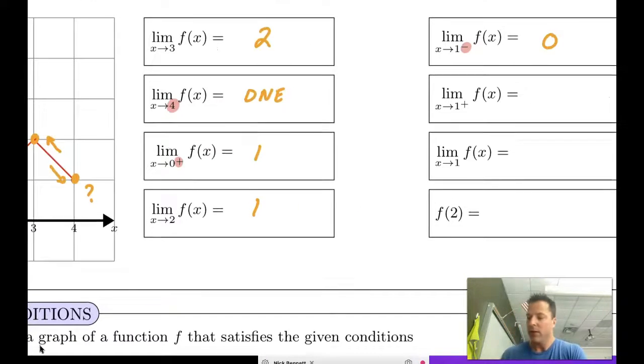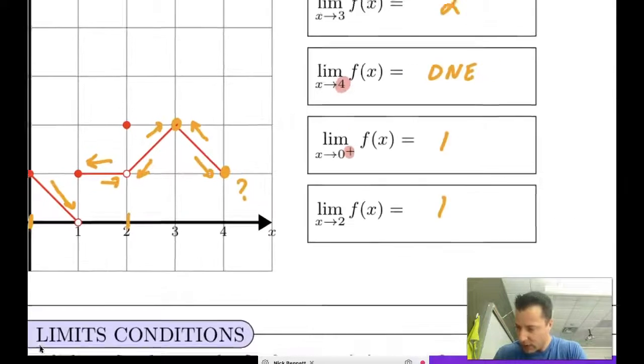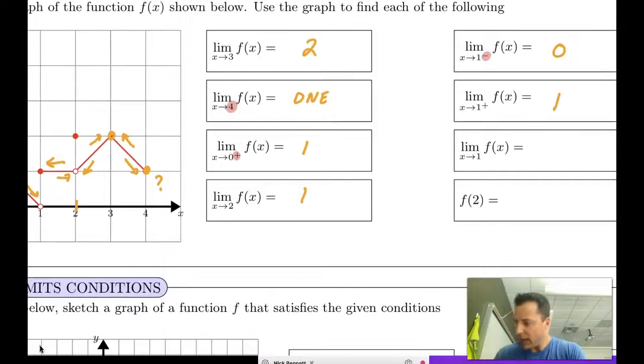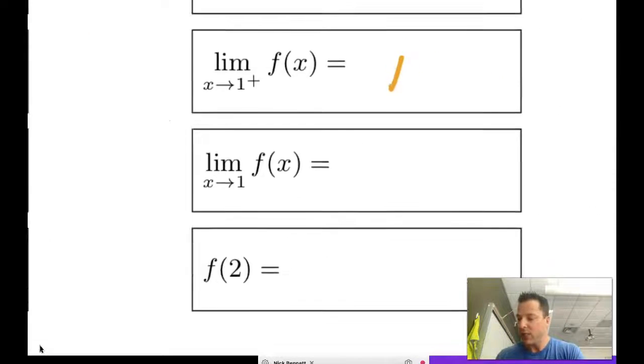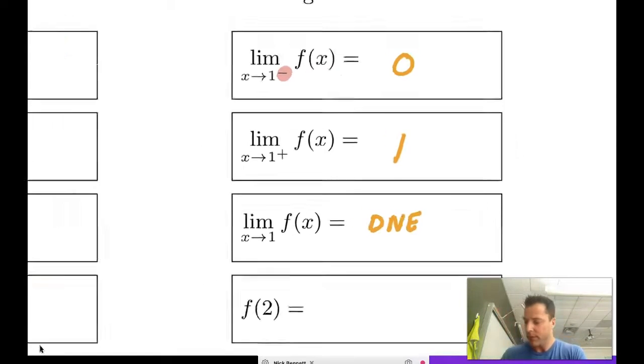1 from the right. Here's 1 from the right coming this way. Looks like we're approaching 1. And now you notice how these two limits, from 1 from the left and 1 from the right, do not match. That means the limit at 1 does not exist.